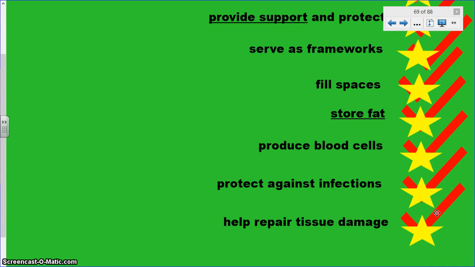So as you can see, their functions are widely varied, and a lot of the different kinds of tissues have just one of those functions or a couple of them. It just depends on the type of tissue that it is.